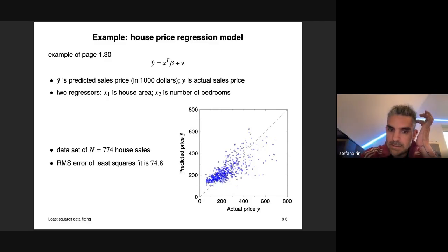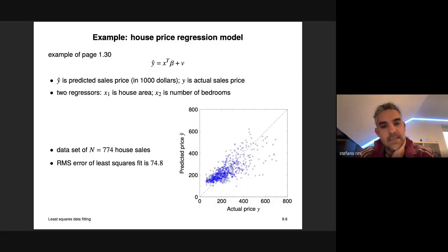This is another classic data set, which is the house price as a function of the house area and the number of bedrooms. So y hat is the predicted sale price, and y is the actual sale price. And you have two regressors: x1 is the house area, and x2 is the number of bedrooms. This is another classic data set from, I think, the US government in the 1930s or something.